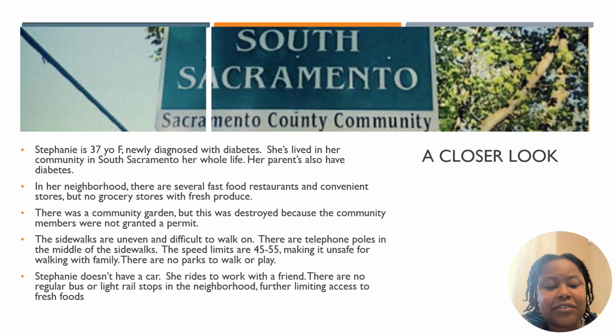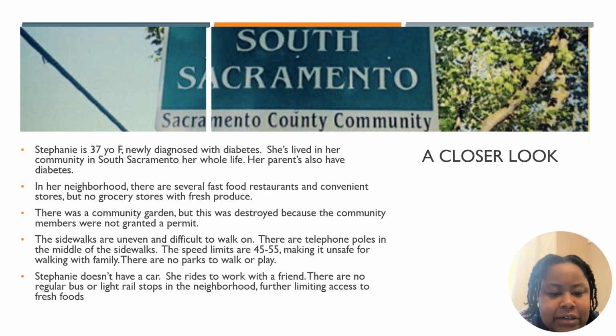Stephanie is a 37-year-old female who we recently diagnosed with diabetes. She lived her whole life in South Sacramento, and her parents have diabetes. Her grandparents have diabetes. They also grew up there too. So Stephanie's like, wow, I have diabetes too. Everyone has diabetes. You just get diabetes. Well, let's look at where Stephanie grew up, right?